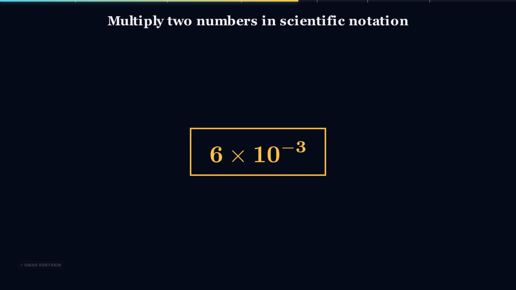A quick sanity check on this answer: 6 times 10 to the negative 3 is 6 thousandths, or 0.006. The original was 30,000 times 0.0000002, which a calculator confirms equals 0.006. The scientific notation result matches the literal arithmetic exactly as it should.